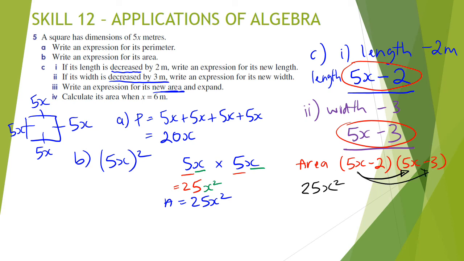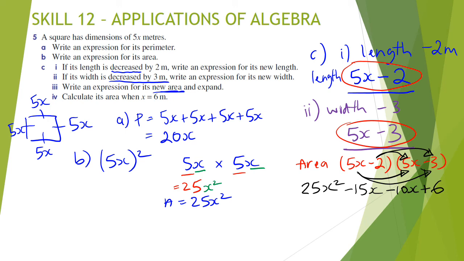5x times negative 3. 5 times negative 3 is negative 15. And we've got x left over. Negative 2 times 5x is negative 10x. And negative 2 times negative 3 gives positive 6, because a negative times a negative is a positive.